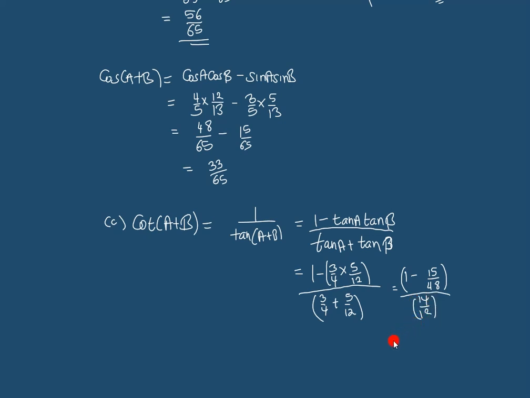And if I work out the upper thing, I'm going to get 33 over 48 divided by 14 over 12, which is the same as multiplying by the reciprocal, 12 over 14. This one will get us 33 divided by 56. That one is the cotangent of A plus B.